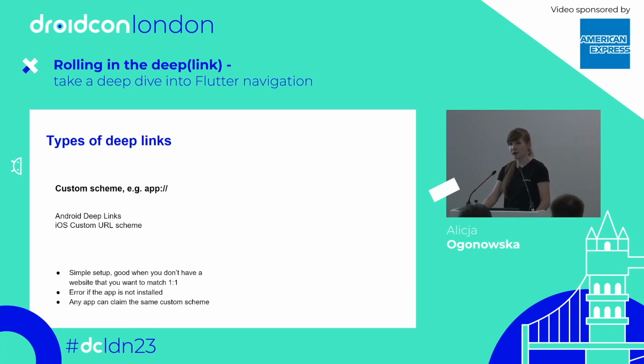And we can divide deep links into two types based on the scheme. The first type is custom scheme, and in Android they are called deep links. So sometimes the naming is a bit confusing. While on iOS they are called custom URL schemes, and they are quite easy to set up because you can use anything as your scheme. It can be app, DroidCon, whatever. Actually, it can be whatever.